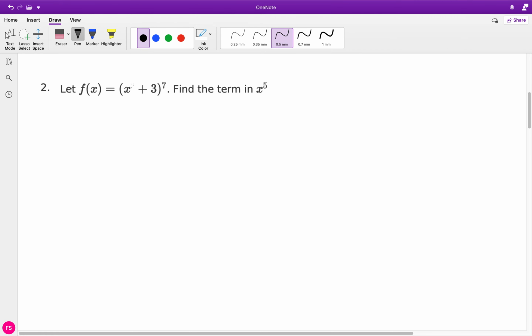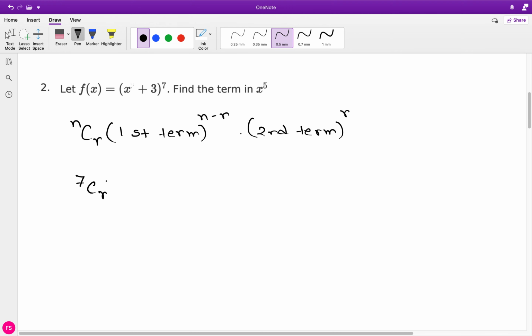So in my last video, we learned about the general form, that is nCr, and then you take the first term to the power of n minus r and the second term to the power of r only. In this question, the n is 7, it's given, so you can write 7c of r, and then the first term is x to the power of 7 minus r times the second term is 3 to the power of r. Now you need to figure out this value of r that will make this thing equal to 5.